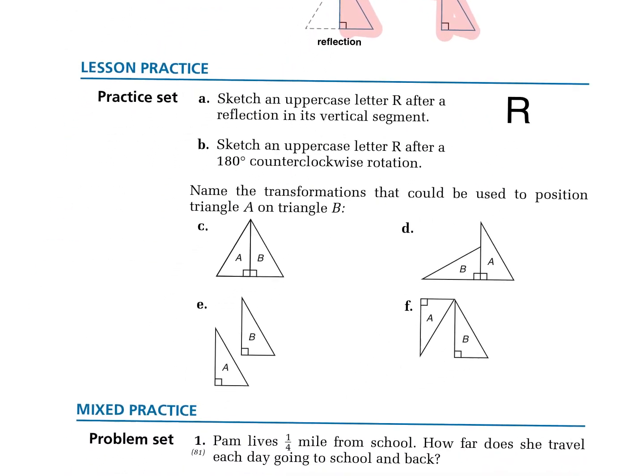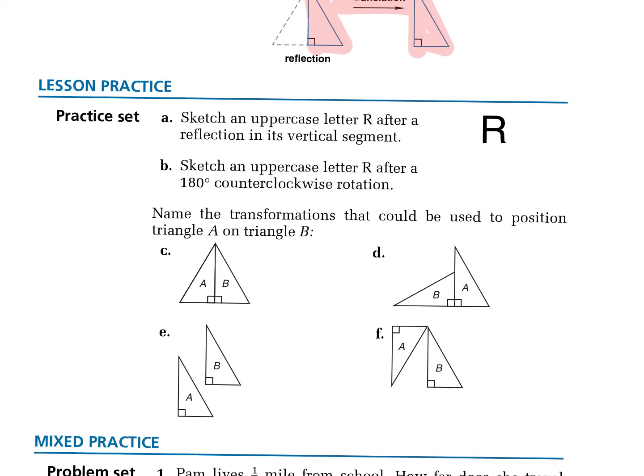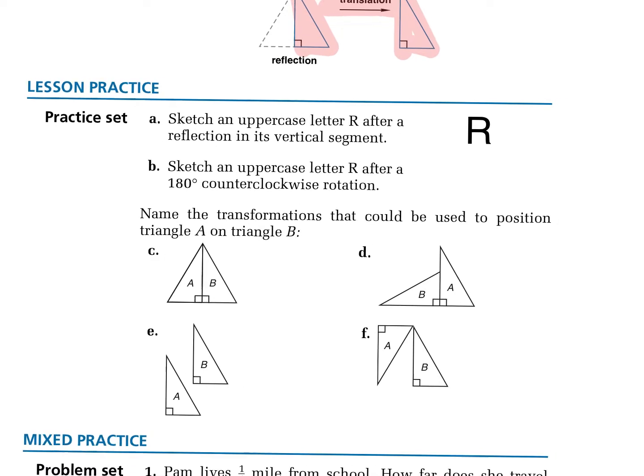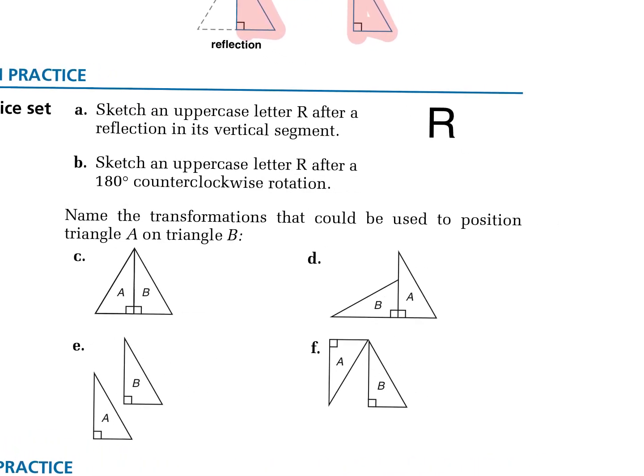All right, I want you to stop and do practice set A through F and then come back and check your answers. On A, it says sketch an uppercase R after the reflection on its vertical segment. Vertical is up and down. So we want to reflect it so it would look like so, as a reflection.